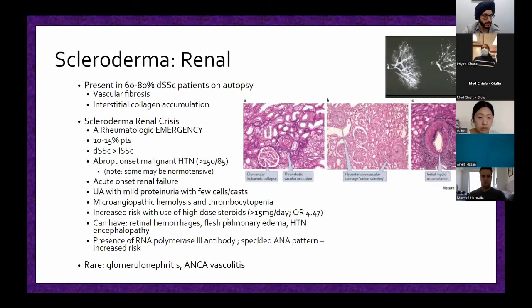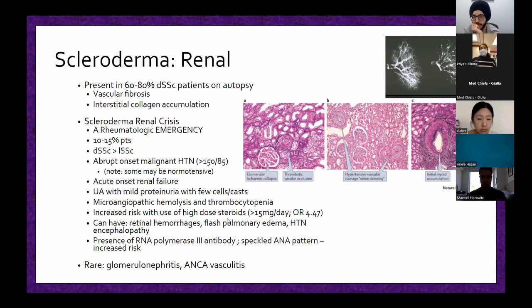Renal involvement. So renal involvement is present in 60 to 80% of diffuse scleroderma patients on autopsy. And it's a composite of vascular fibrosis and collagen accumulation in the renal vasculature. A scleroderma renal crisis is by definition a rheumatologic emergency, but nowadays I'm coming to realize that everything here is a rheumatologic emergency, so I don't think it's special anymore. It occurs in 10 to 15% of patients, and diffuse scleroderma is more commonly associated with scleroderma renal crisis than limited scleroderma.